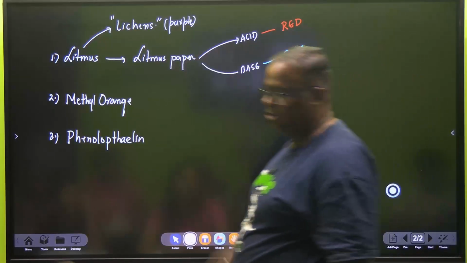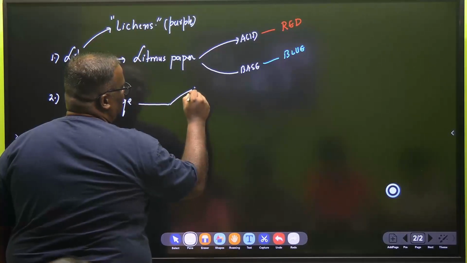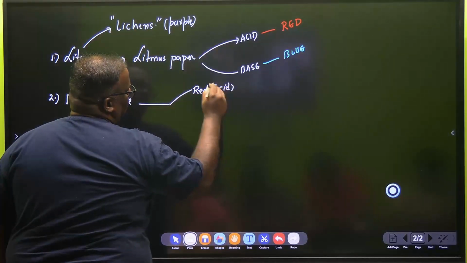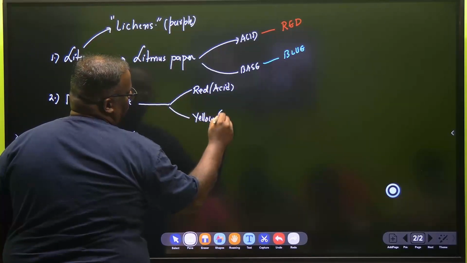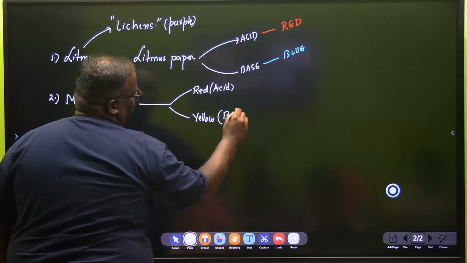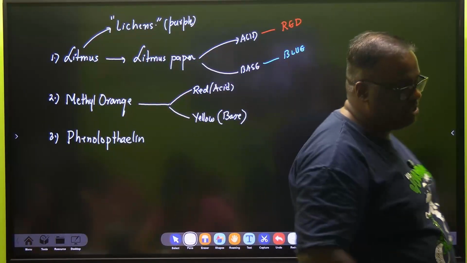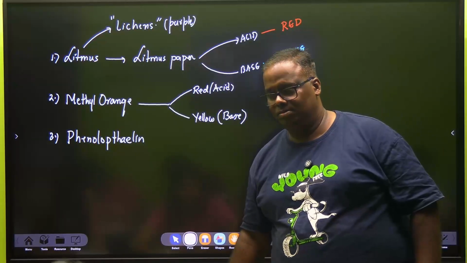This is done. Okay, let's talk about methyl orange. Methyl orange will become red when it comes in contact with acid, and with a base it will show yellow. Methyl orange is commonly used, orangish in color.